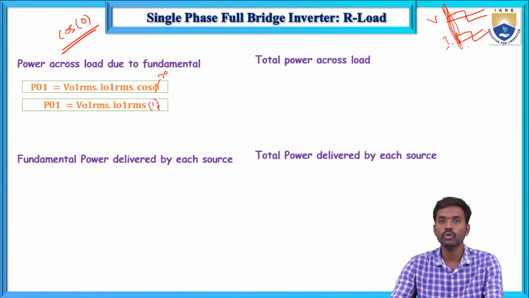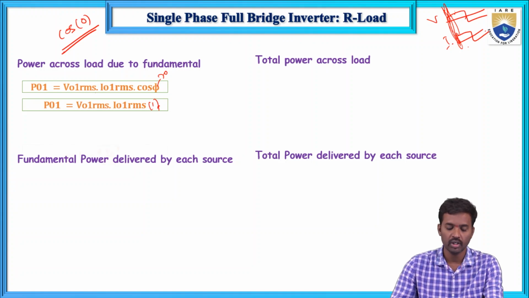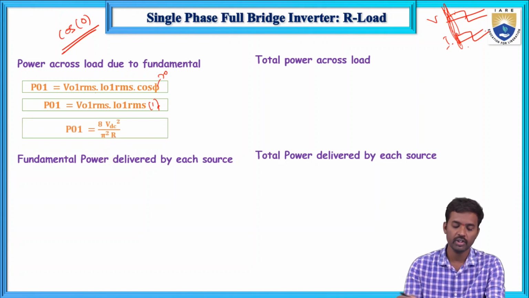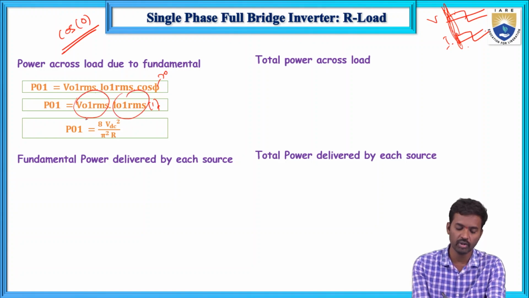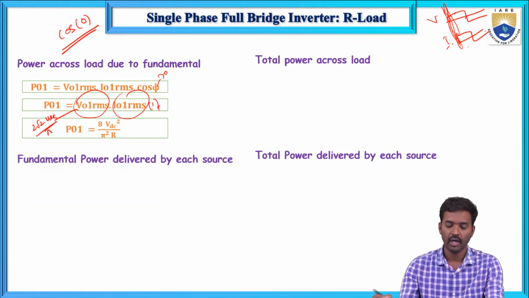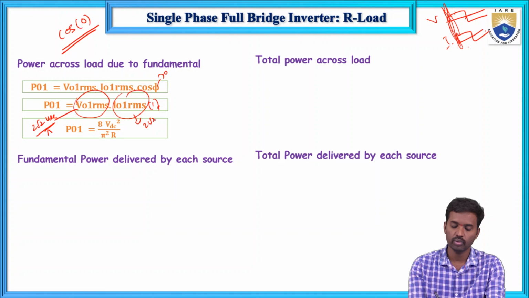And next, total power across the load due to the fundamental is V01 RMS and I01 RMS. What is the value of V01 RMS and I01 RMS? V01 RMS is 2 root 2 VDC by pi, and I01 RMS is 2 root 2 VDC by pi into R.